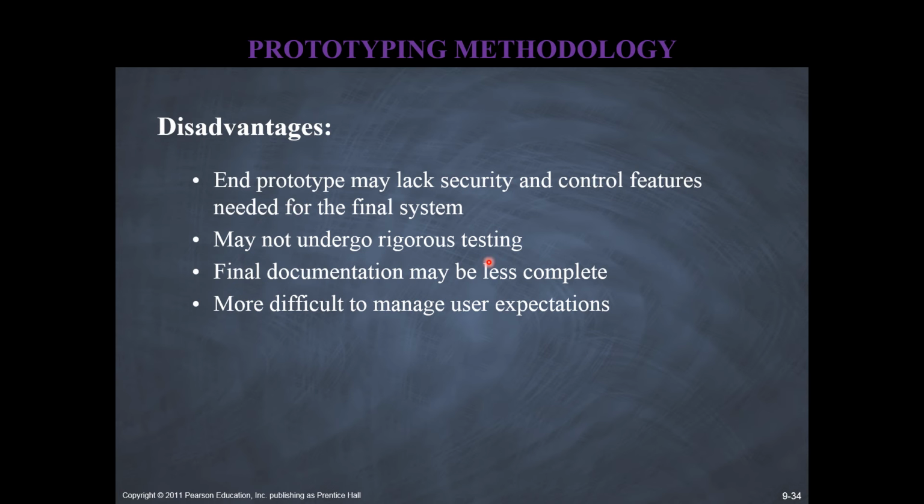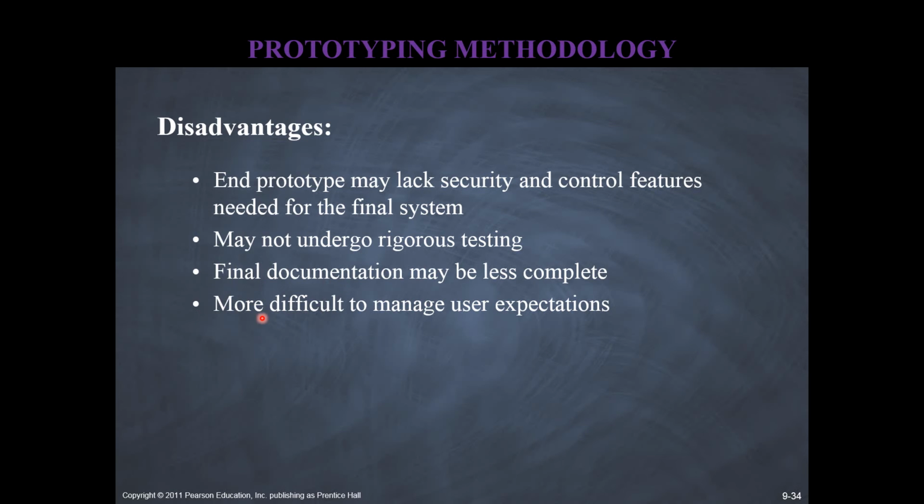It may not undergo rigorous testing because, again, it's done quickly through those quick iterations, and if you're trying to do those iterations quickly, you don't have enough time, you don't have enough opportunity to really test each version, each prototype. Final documentation may be less complete because, again, the emphasis is on speed, on taking into account changing requirements, and not on cementing and documenting those requirements.